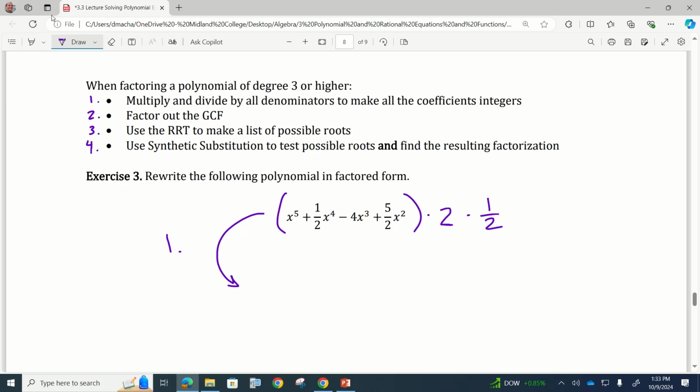But what that's going to look like in the end is 1/2 times parentheses 2x to the 5th plus 1x to the 4th minus 8x cubed plus 5x squared. That's what I mean when I say multiply and divide by the denominator. I'm multiplying by 2, and I'm kind of dividing by 2.